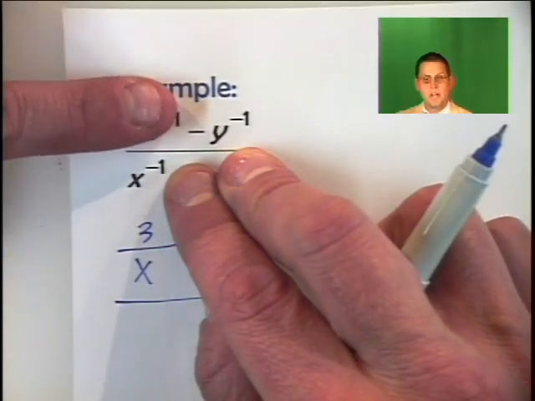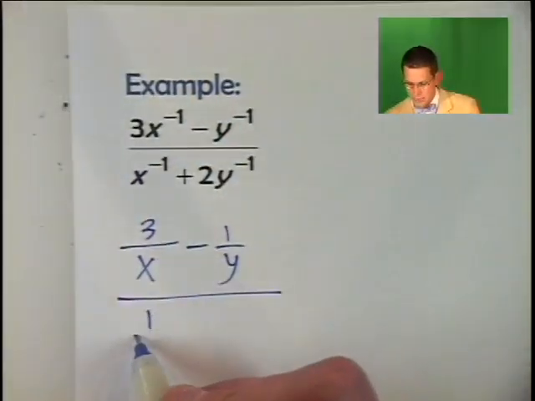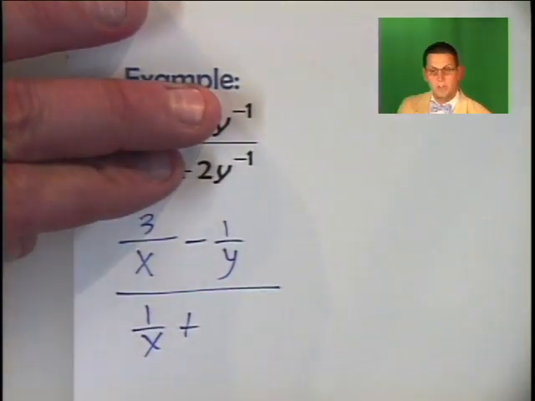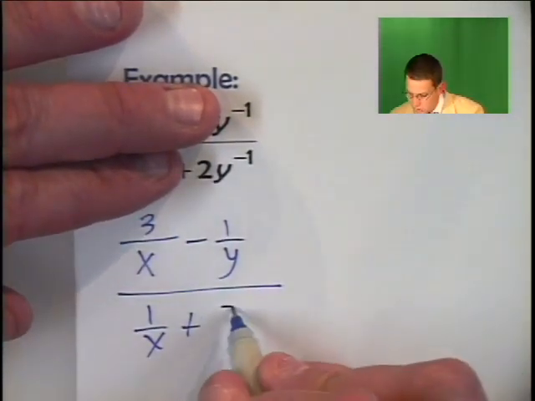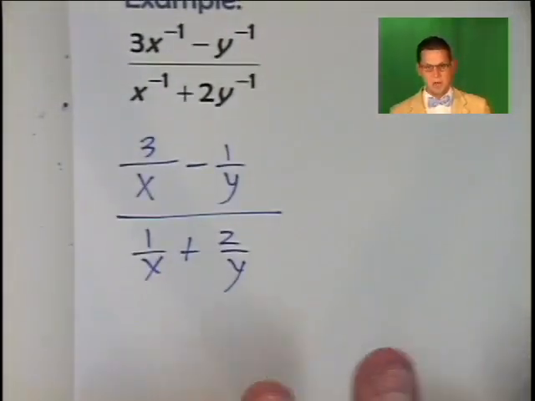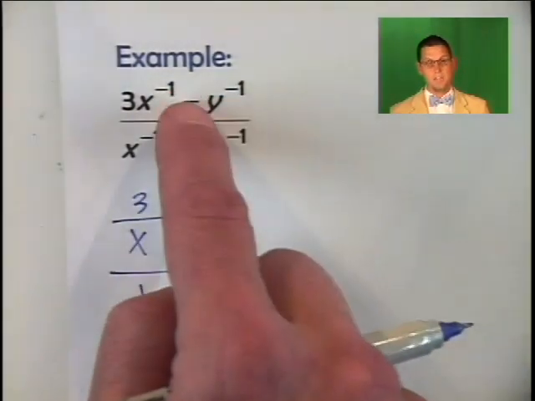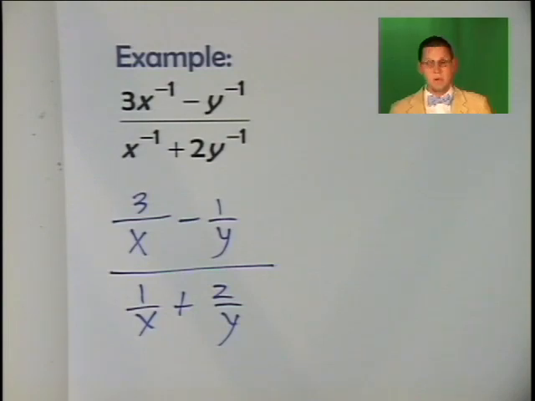All of that is now over these two terms. Well, x to the negative first is 1 over x plus 2 times y to the negative first is 2 divided by y. And that term happens to be in the denominator. It's very important to know how to go from here to here. If you can't get from here to here, then the rest of the problem is not going to be correct because it's not equal to the original expression.